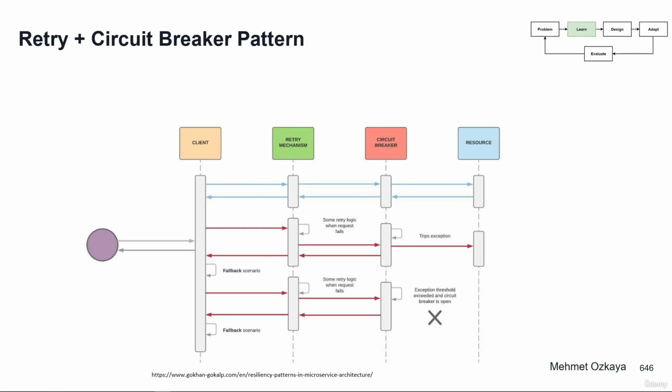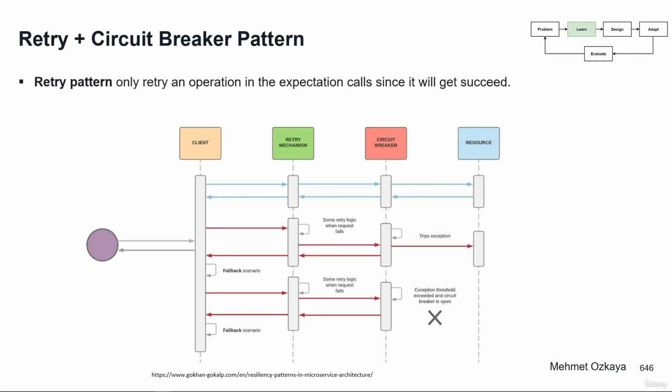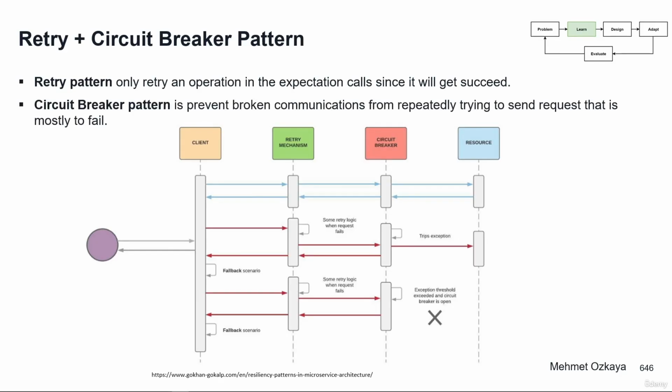Here you can see another illustration showing that we can use the retry and circuit breaker patterns together. Compared with the retry pattern, which only retries an operation in the exceptional case since it will eventually succeed, the circuit breaker pattern prevents broken communication from repeatedly trying to send requests that are most likely to fail. So we are going to apply both the retry and circuit breaker patterns in our microservice architecture.